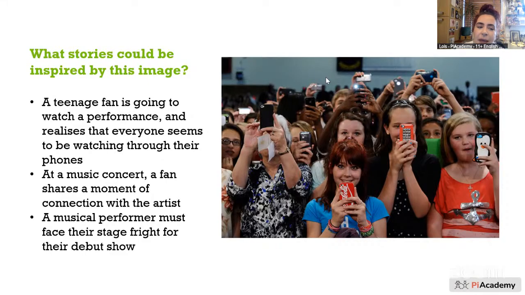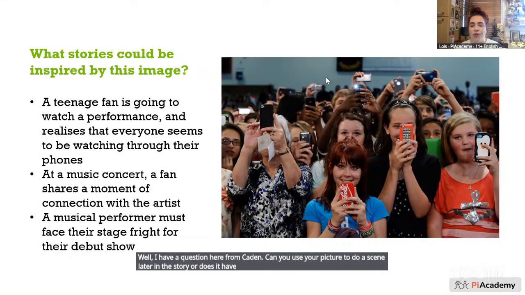I have a question here from Caden. Can you use your picture to do a scene later in the story? Does it have to be the first scene? Yeah, of course you can do it. It doesn't have to be the first scene. It could be the last scene. It could be the middle scene. Doesn't matter at all, as long as the picture is kind of referenced in your writing, that's totally fine.